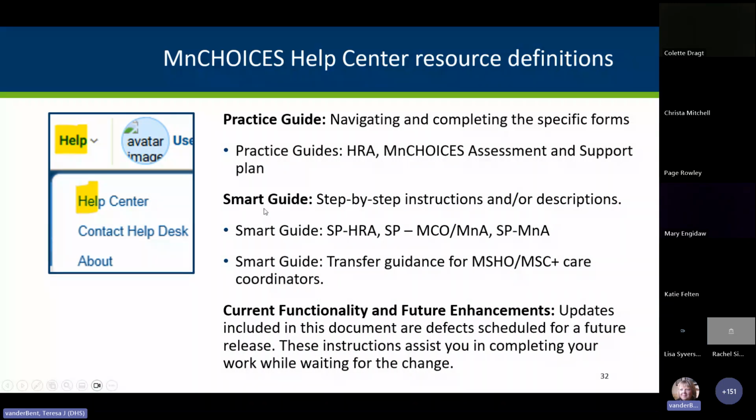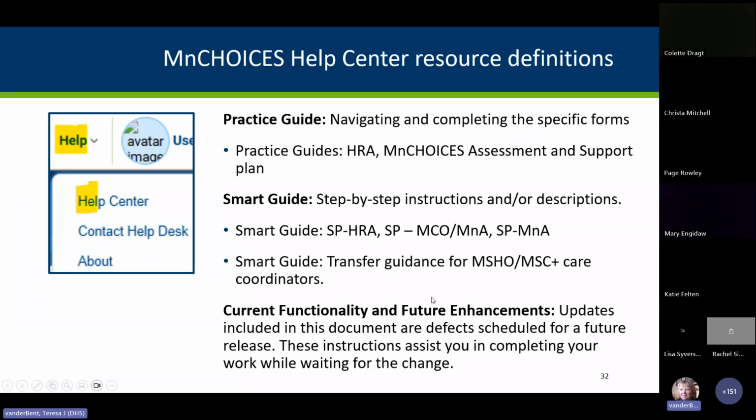Smart guides are step-by-step instructions. So first you put an X here, then you put a thing there, then you pick this drop-down menu here, and it goes through them piece by piece. Again, there are support plan smart guides per each support plan type. So one for support plan HRA, one for support plan MCO, MnCHOICES assessment, and one for support plan MnCHOICES assessment M&A. There's also the transfer document, the transfer guidance that Liz has just been walking you through.